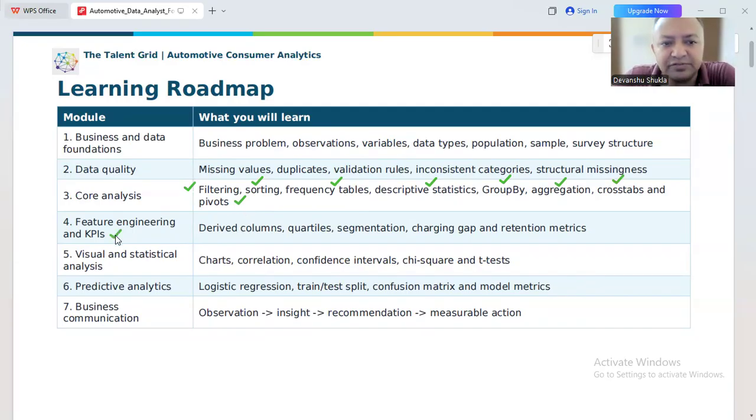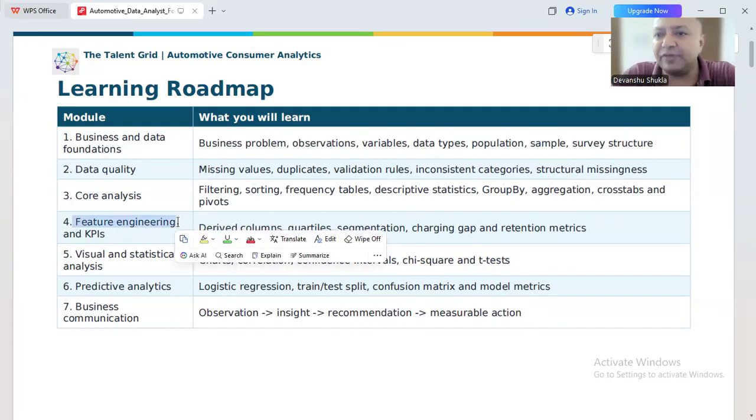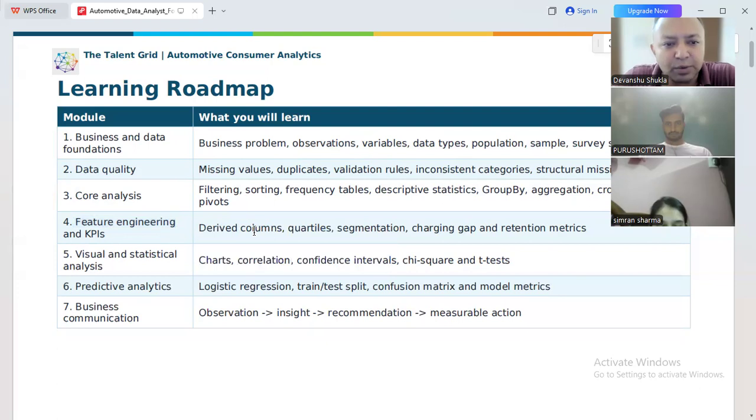Then we will be working towards feature engineering and KPIs. And we will be implementing derived columns. We'll be working with quartiles, segmentation, charging gaps, and retention metrics. So these will be some key performance indicators and feature engineering. The kind of variables or features which are available in the data set, on the basis of that, we are going to perform data engineering across it. So this is what we are going to do.